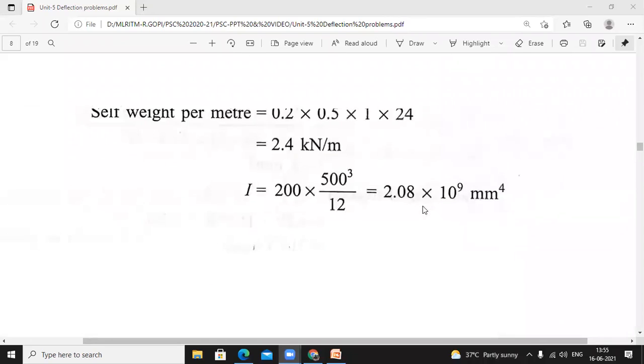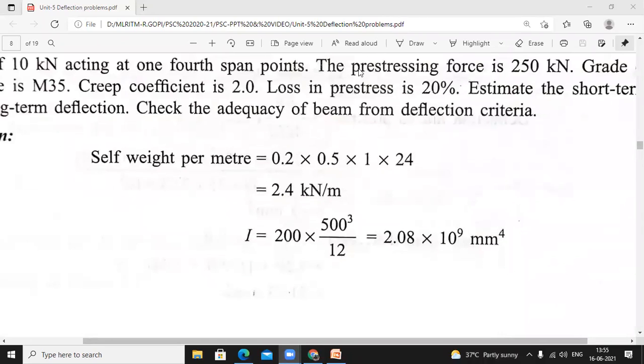So next, let us start the problem. As usual, first we have to start with self weight. So 0.2 into 0.5 into 24. So it is 2.4 kilonewton per meter. And moment of inertia is bd cubed by 12. It is 2.08 into 10 power 9 mm power 4. So this is all as usual.